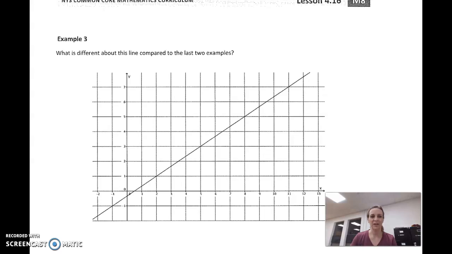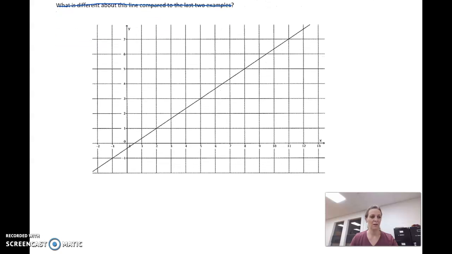We're going to ignore, sorry, I should delete this out. What is different from the last two examples? No, we're just going to find the slope of this line right here. Okay, so pick 2 points on the grid line. This one looks like a good point, right? This is the point 2, 1. And how about up here? This is the point 11, 7. Okay.